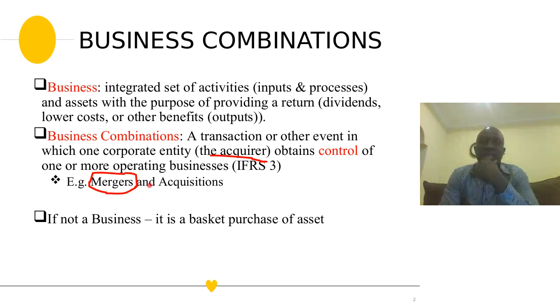A good example is ICEA and the Lion Group, the insurance companies. When they merged together, they formed ICEA Lion Group. Then we have also an example of Standard Bank from South Africa, which merged with CFC Bank in Kenya to come up with CFC Stanbic Bank. So we can give more examples of that.